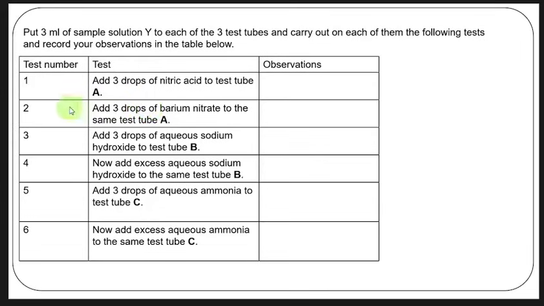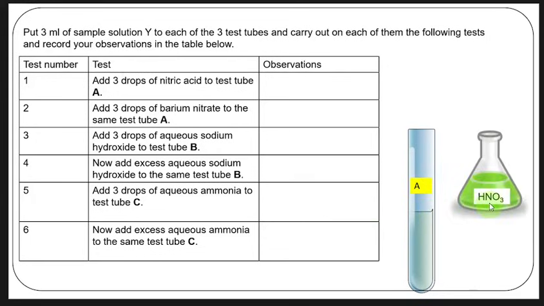So you go to test number 1. What are you supposed to do? They are saying add 3 drops of nitric acid to test tube A. So let's bring test tube A containing sample solution Y. To it we should add nitric acid. So we'll get 3 drops of nitric acid, they've told us 3. So we add the 3 drops of nitric acid and make observations.